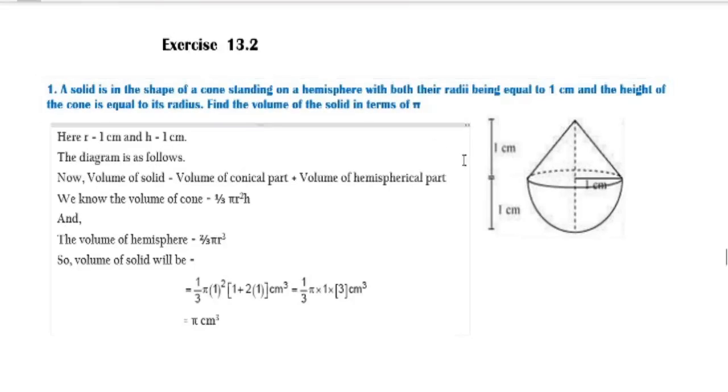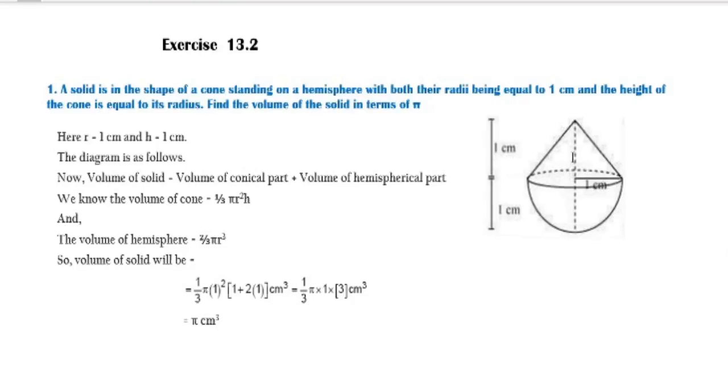So in this exercise we are using the concept of volume. We have to understand the meaning of volume. Volume is the amount of space inside this solid shape. So here a solid shape consists of two solids: one is a hemisphere and the second one is a cone.